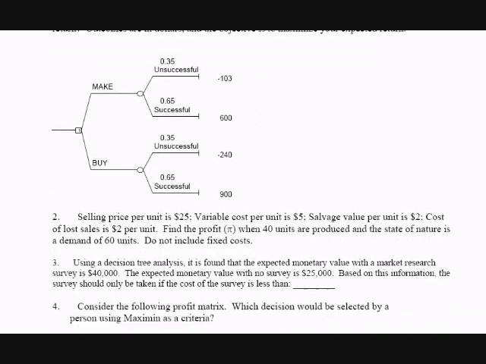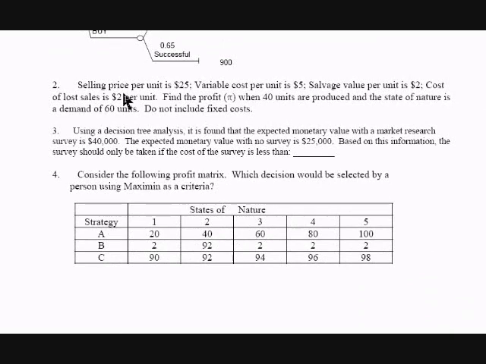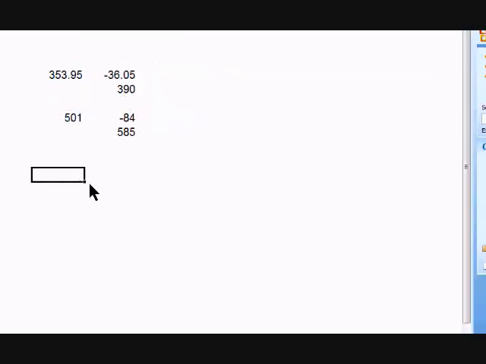All right, let's move on to the next one. The next one is our selling price per unit is 25, variable cost is 5, salvage value is 2, cost of lost sales is 2. Now we have to find the profit when 40 units are produced and the state of nature is a demand of 65. And we do not include fixed costs here. So we'll copy this, jump over here to Excel again.